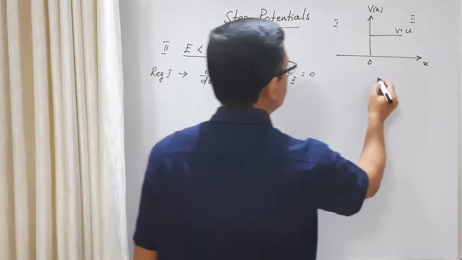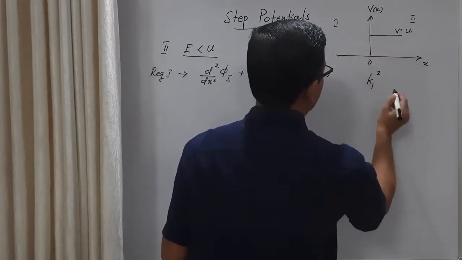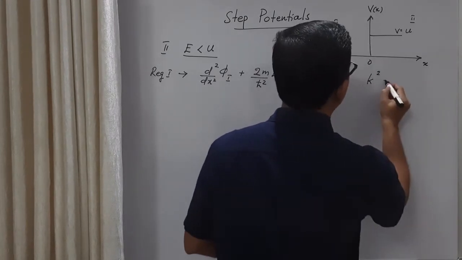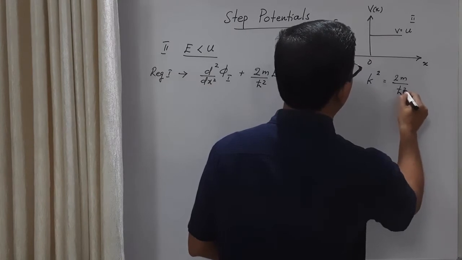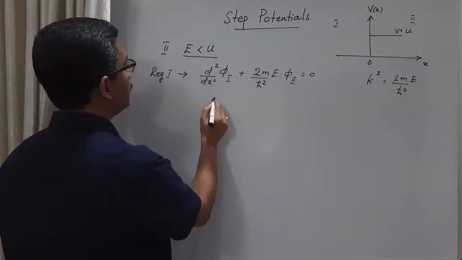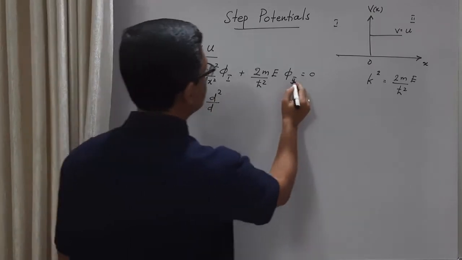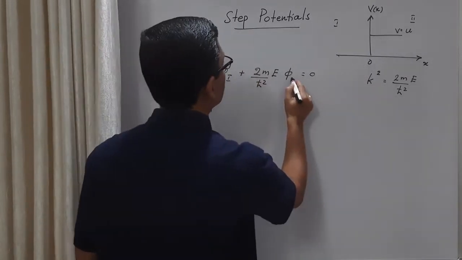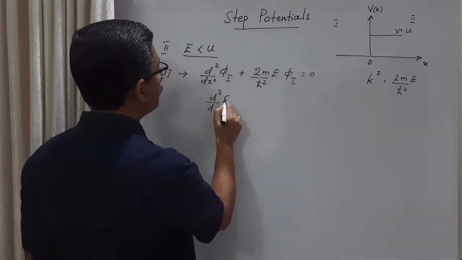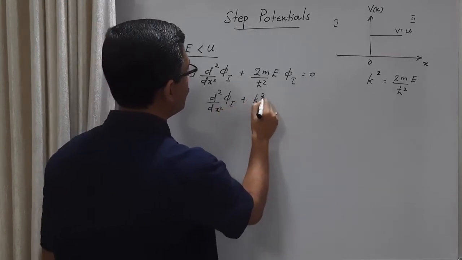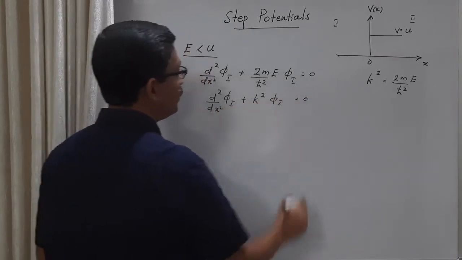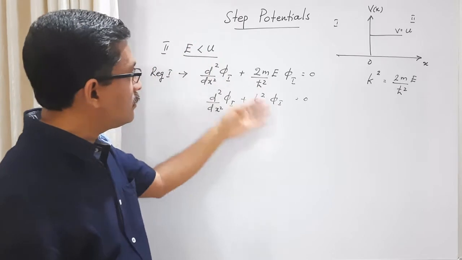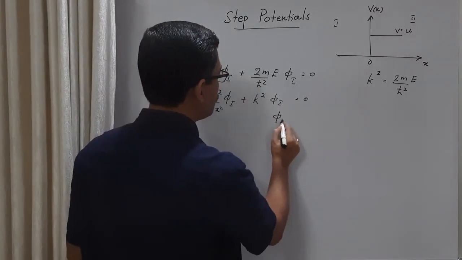So let us put k square, I'll simply use k square, equals 2m by h cross square into E. So we have d square by dx square phi 1 plus k square phi 1 equal to 0. Again, this is the simple harmonic motion equation as in the previous case of E greater than U. Let us write the solution in terms of complex exponentials.